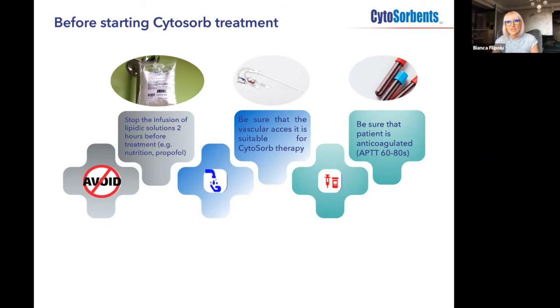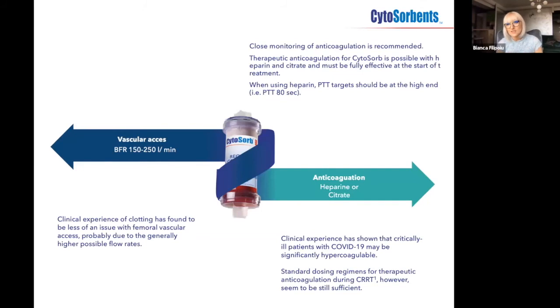Vascular access is again really, really important, also in patients with COVID. We want to have a flow through Cytosorb between 150 to 250 mL per minute, and anticoagulation is crucial when we are talking about COVID patients. Please keep the APTT close to 80 seconds if you are using heparin, of course, and if you can go for citrate, please go for citrate because it's much better. So basically, vascular access is really important.